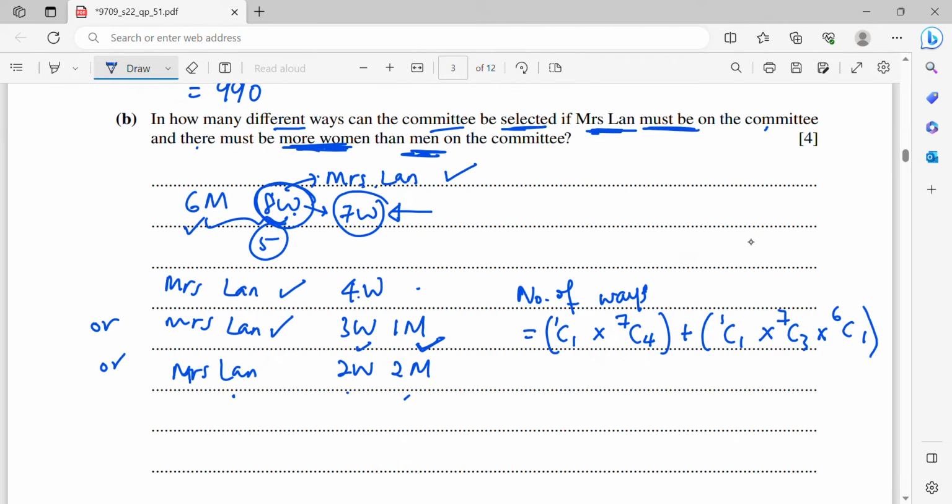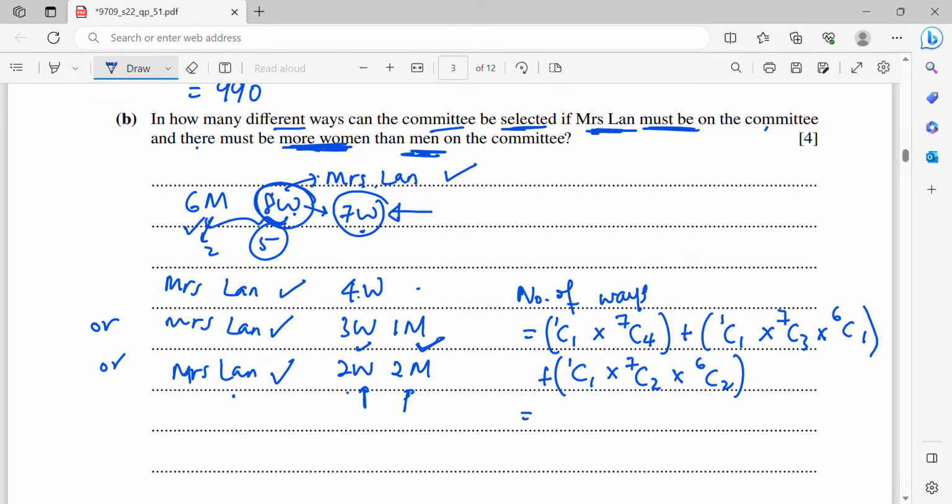Alright? Or, okay, the third case. So when the third case, Mrs. Lan is selected. So 1C1. And we need 2 women. So 7, choose 2. And we need 2 men. So 2 men means that 6, choose 2. Okay, so 6, choose 2.